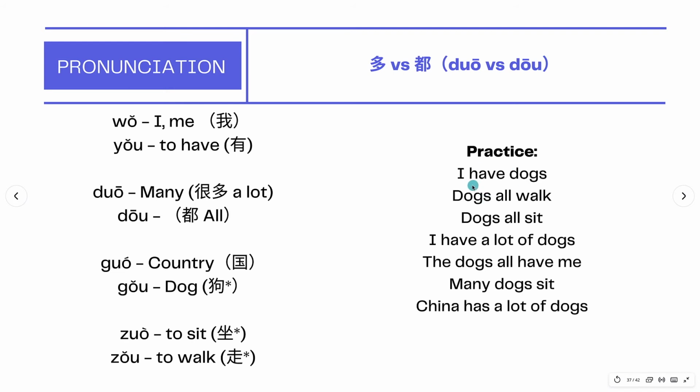Okay, I'll say all of these quickly. Maybe you can follow me. 我有狗. 狗都走. 狗都坐. 我有很多狗. 狗都有我. Sorry, I'm messing up the tones now as well. Wonderful. 很多狗坐. China has a lot of dogs. 中国有很多狗. Okay, you're amazing, and I am too.